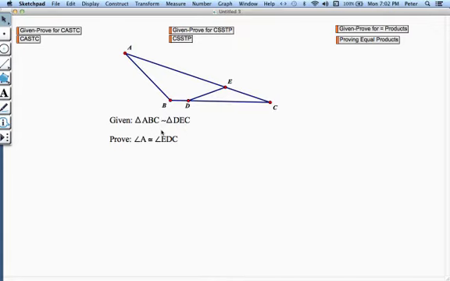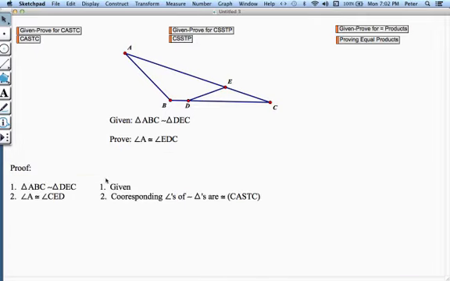So, what is the reason for showing that angle A is congruent to angle EDC? Well, the reason is just going to be corresponding angles of similar triangles are congruent. I'll let you abbreviate that as CASTC. But be careful, on a quiz I may ask you what that abbreviation stands for. You'll recognize, I hope, that this is very similar to CPCTC, which we had in the first semester dealing with congruency. All right, so corresponding angles of similar triangles are congruent.